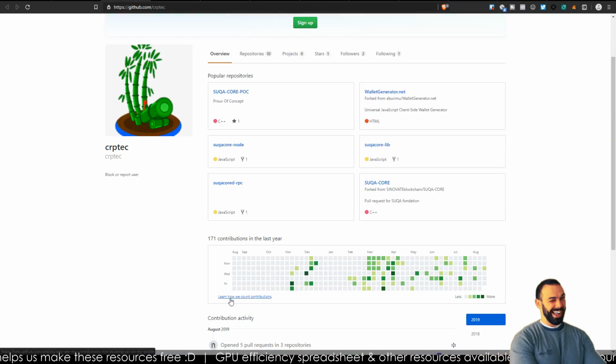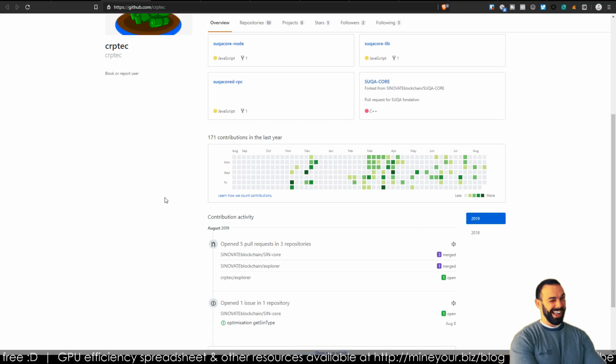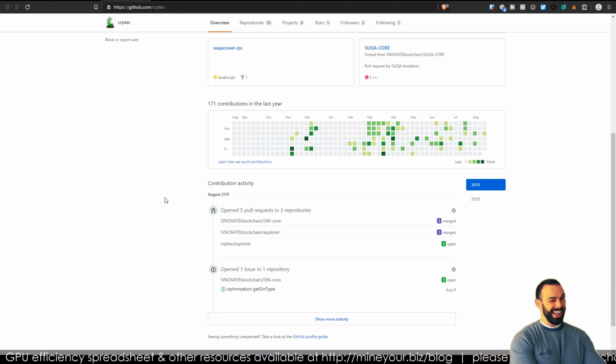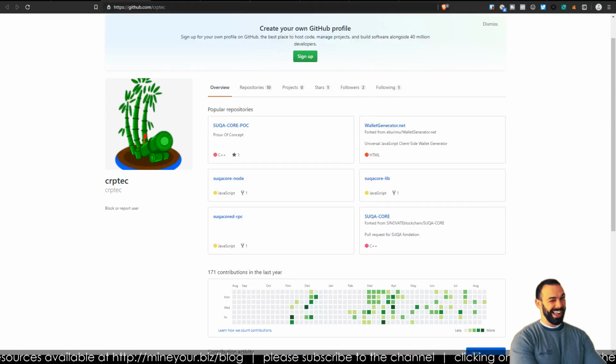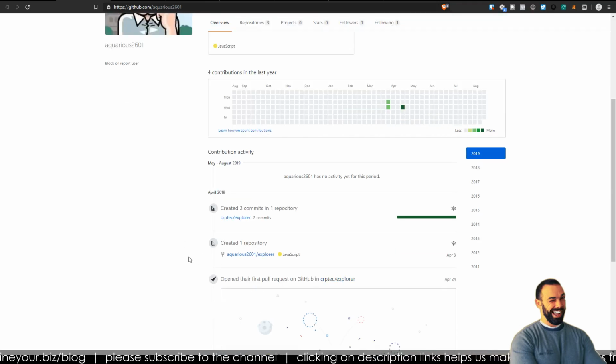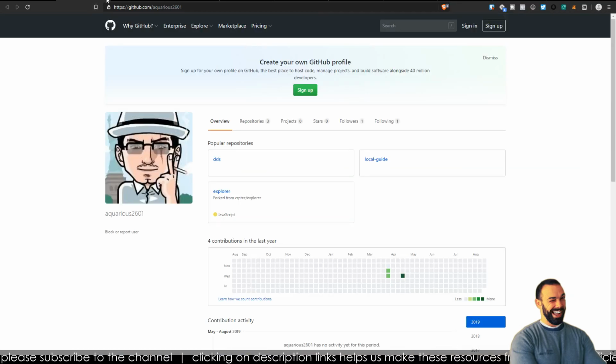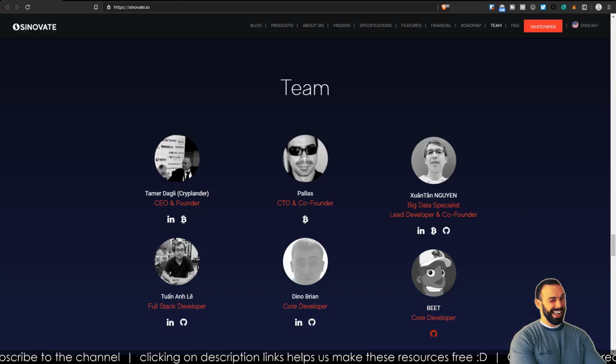He or she is putting in work right there. Cryptech, a lot of commits across a lot of the core products, right? So looks like Cryptech, or CRP Tech, sorry, is the one doing a lot of the last mile pushes here to the main repo. Interesting. Okay, interesting. Again, commit history, not the most important thing, but it is just one data point right here. And Aquarius 2601, not seeing a whole lot recently. All right. So that's the team. And I love being able to see the team.